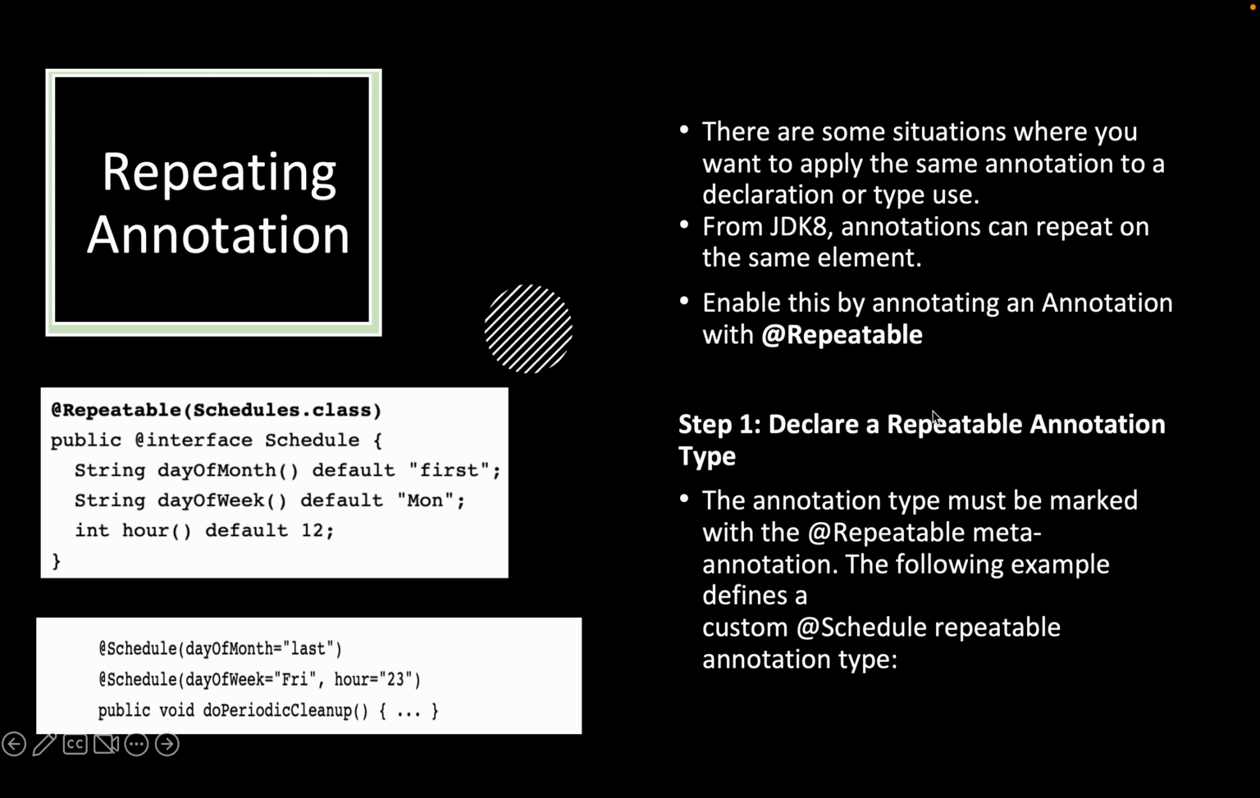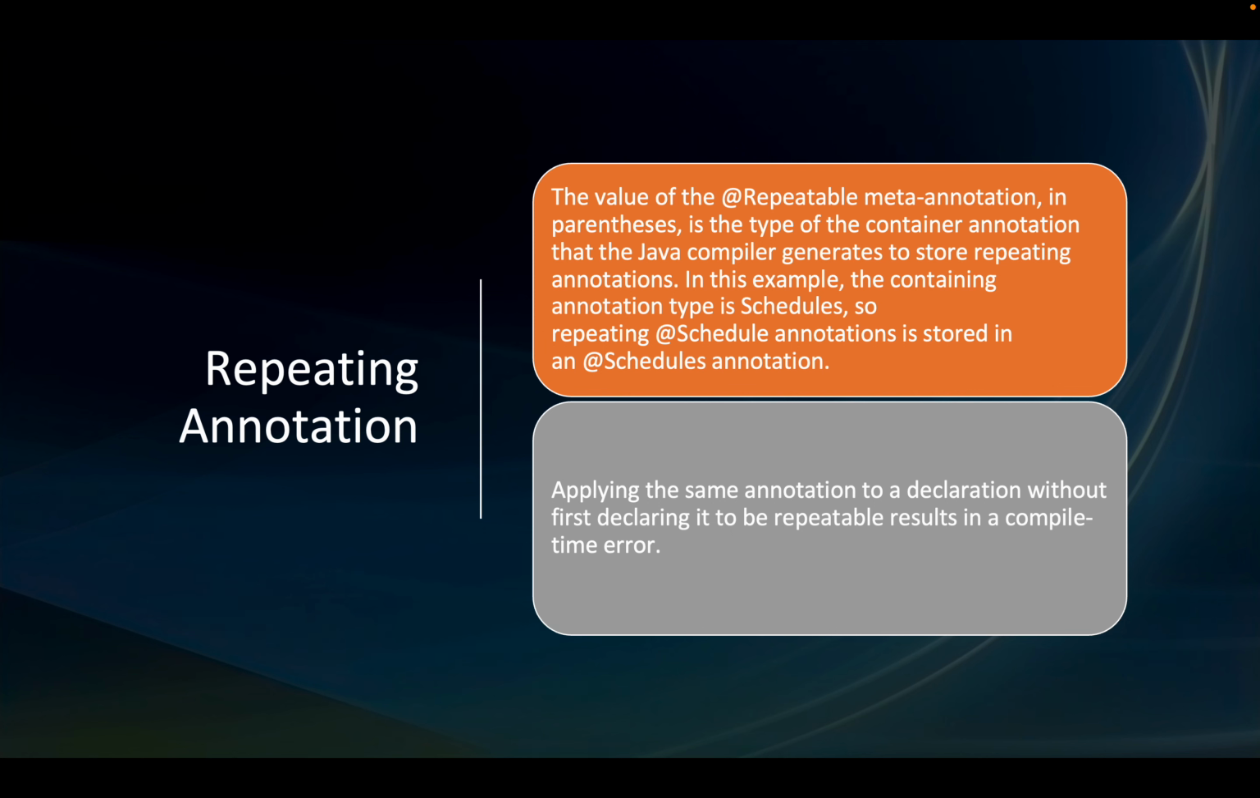So what are the steps to create a repeatable annotation? The first is to declare the repeatable annotation type. As we see here, Schedule is repeatable, and the annotation type must be marked with the @Repeatable meta-annotation. The following example defines a custom @Schedule repeatable annotation type. You see that it's @interface Schedule and it's @Repeatable. The value of the @Repeatable meta-annotation in the parentheses is the type of the container annotation that the Java compiler generates to store repeating annotations.